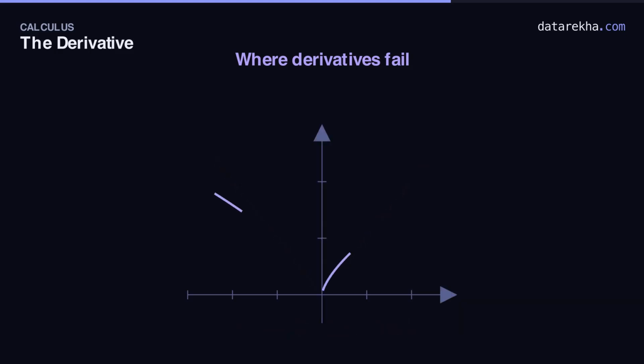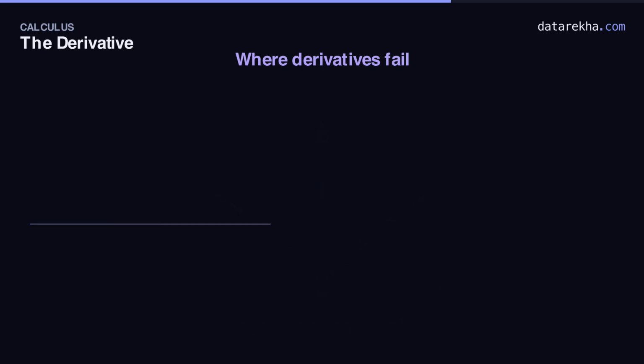Second, the cusp. A sharper cousin of the corner. Here, x to the 2/3 power. Both arms come screaming into the point almost vertically. One plunging, one soaring. The slopes head to minus and plus infinity. So again, no derivative.